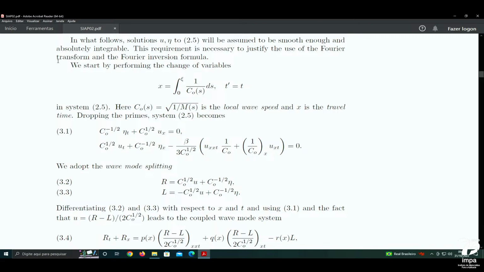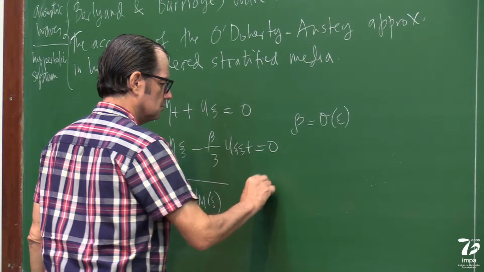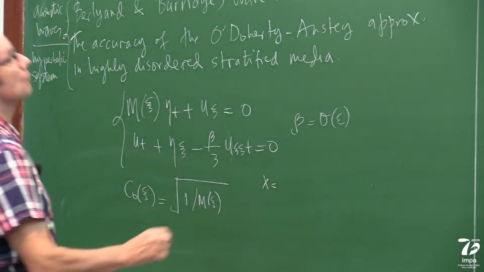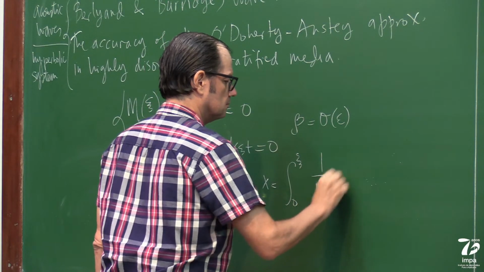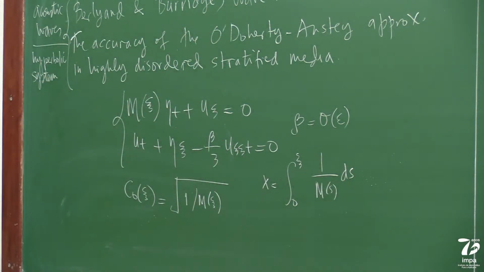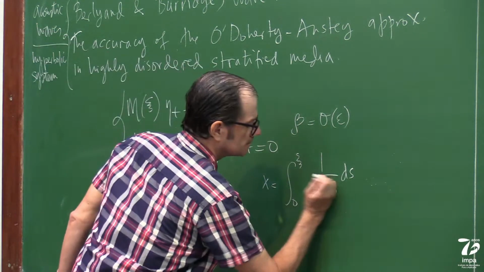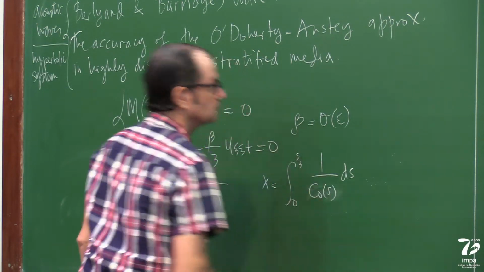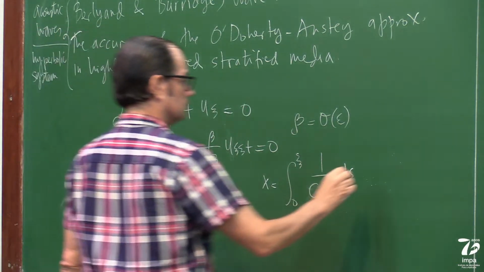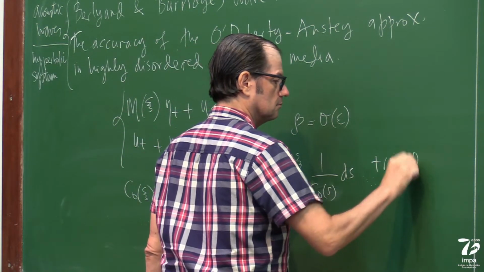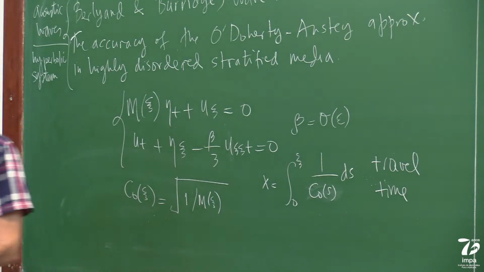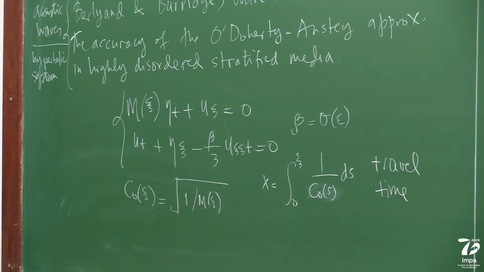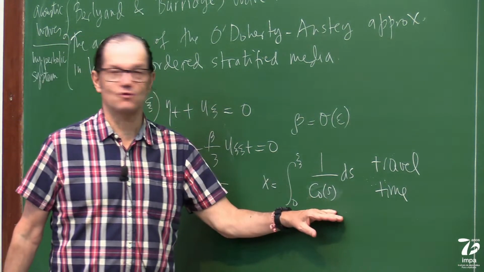So, and then, do you remember what x is? So x is the variable we're going to use, which is the integration of 1 over c, which is travel time. I've shown this in a previous course, but maybe not in this course. So this is called travel time.